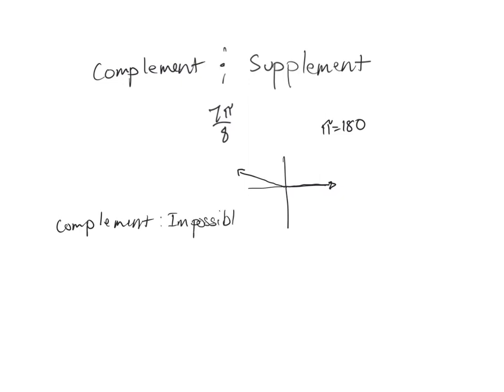It's impossible to have any complements because it is way bigger than 90 degrees. But to get to 180 degrees, which is an entire pi, if I multiply that by 8, that's 8 pi over 8. Subtract that, 7 pi over 8. That gives me pi over 8. You only need a pi over 8 in order to get to 180 degrees. So my supplement here is pi over 8.